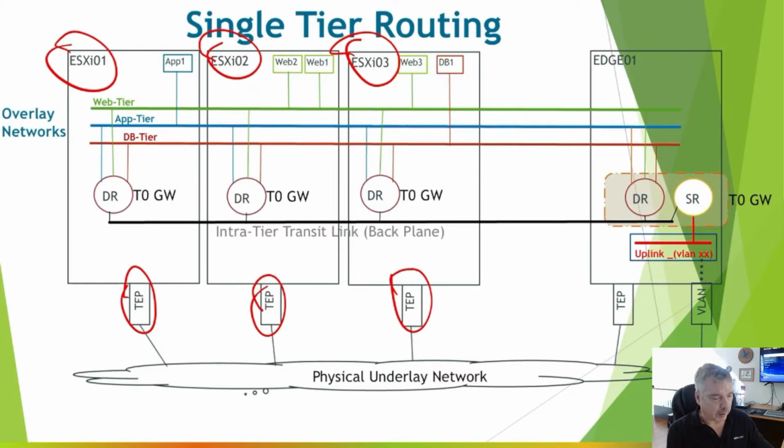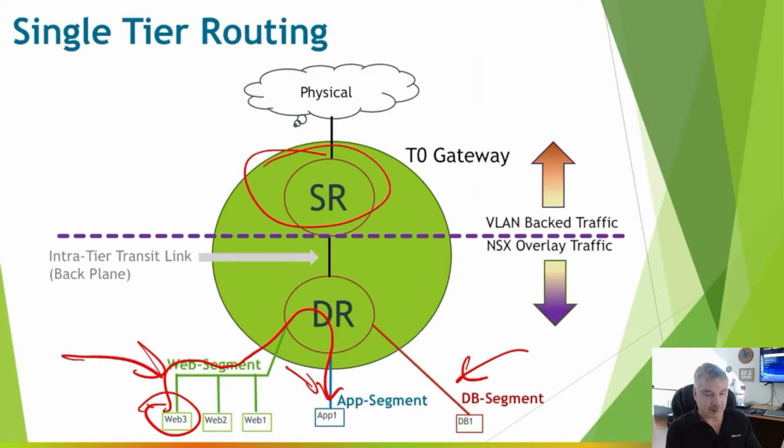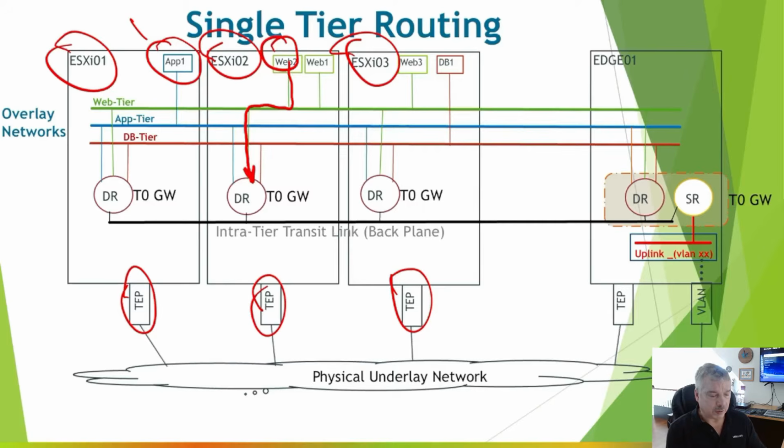Now, if my web over here wants to talk to app, it basically comes through and hits its DR component. This is a single tier routing, by the way. It basically goes back to this diagram, okay? So it hits the DR component. You see the DR component is everywhere. It's one gateway, okay? So it hits the DR component and it says, oh, you want to get onto the app segment, which is this. Let me change my colors. It is this blue segment right there.